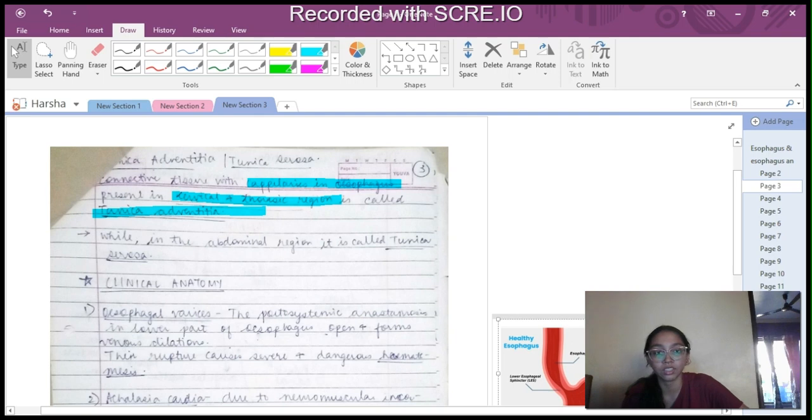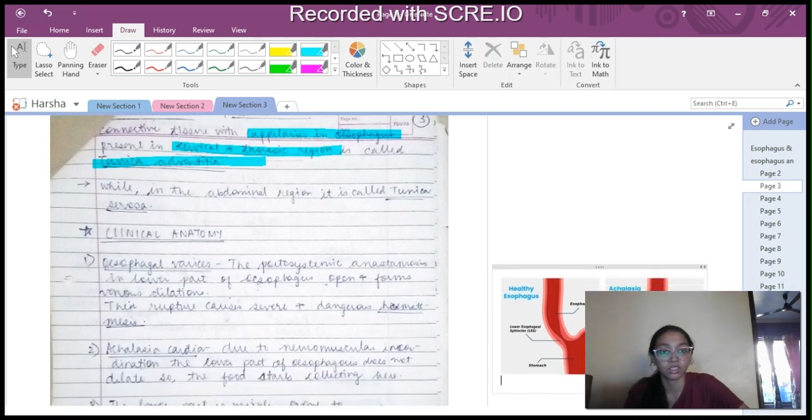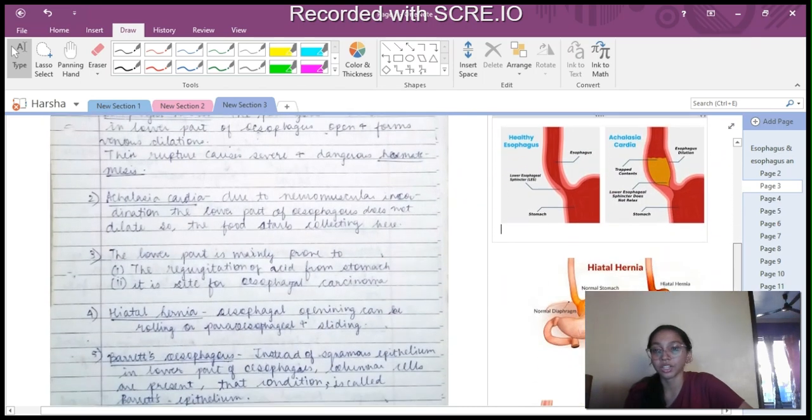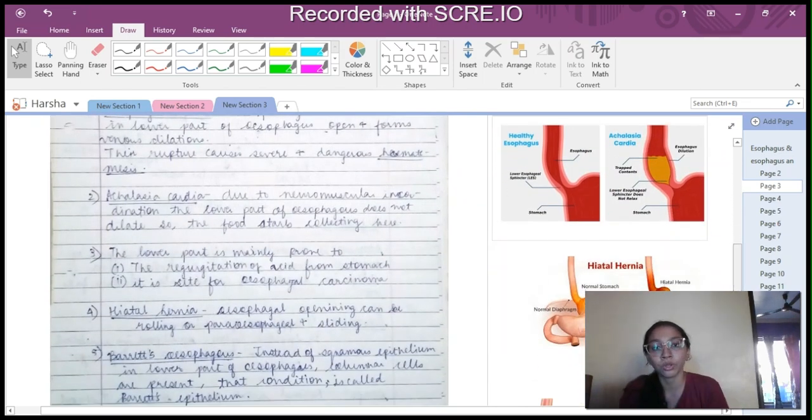Second is achalasia cardia. In achalasia cardia, due to neuromuscular incoordination, the lower part of the esophagus does not dilate. In this diagram, you can see that this is the healthy esophagus, and this is dilated. But here, it has become constricted, because of which the food does not reach the stomach and starts accumulating here itself. It mainly leads to regurgitation of acid from the stomach, and it is a site for esophageal carcinoma.